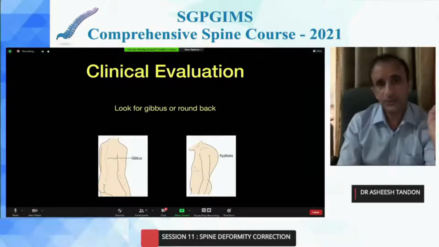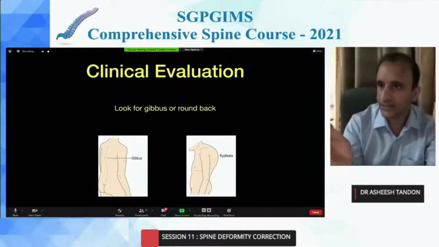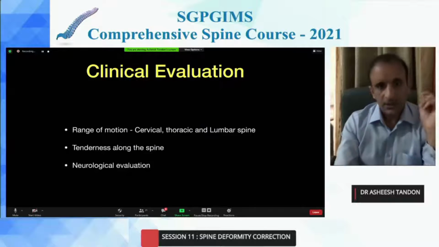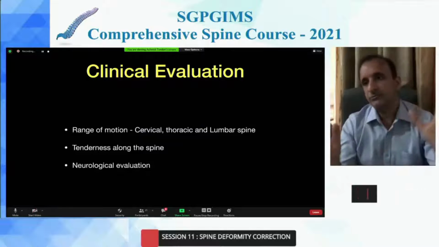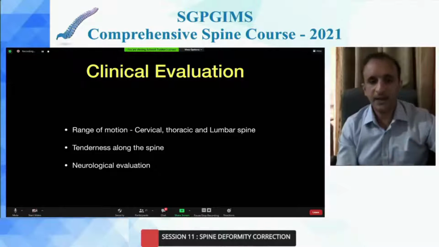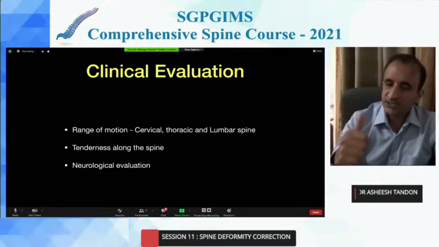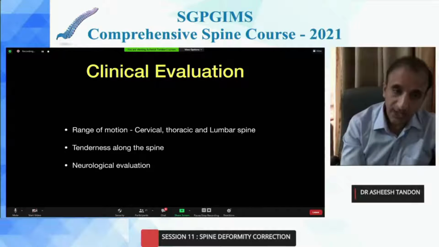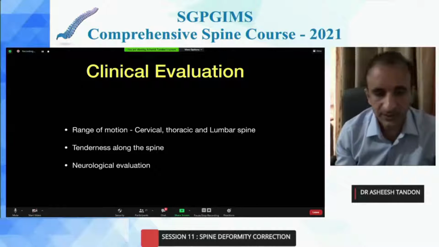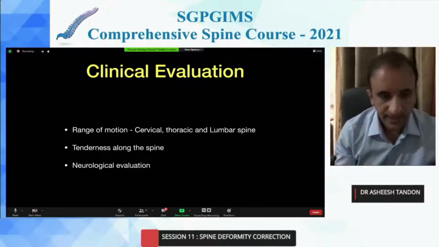The next, you evaluate whether there's a hunchback, a rounded curve, or a gibbous. Look for range of motion from cervical to thoracic to lumbar spine. Note any pinpoint tenderness if your patient has it, and then obviously go on to neurological evaluation to find out the degree of compression and the power and jerks.